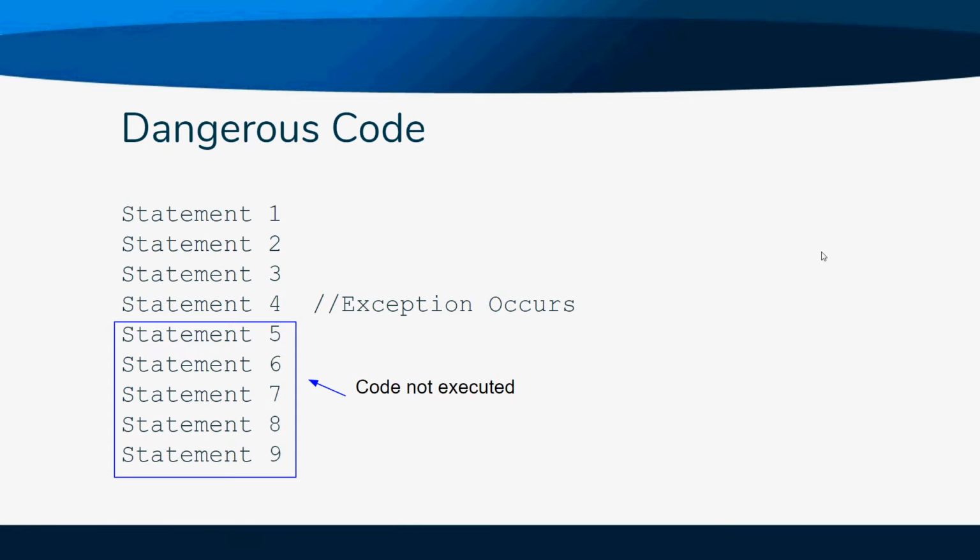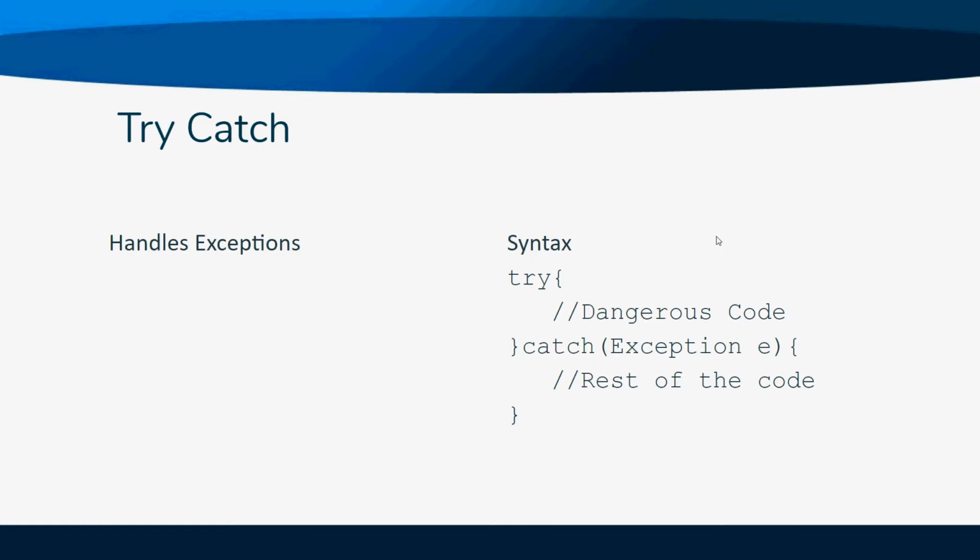But there are times when we have to have some of that code executed. For example, when we're dealing with files, every time you open a file, you have to close the file. Now, if your exception happens while that file is open, then that file never gets closed and you could end up with some memory leaks. So we are going to show you a way to deal with some dangerous code. We do that using a try-catch.